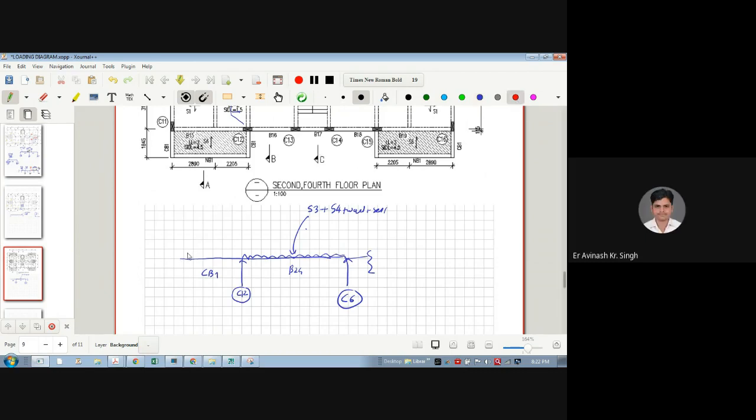So self weight, so in CB1 yes, self weight will be there. Parapet wall, yes, because in the balcony we have a parapet, not a full wall. So let's say parapet wall plus self weight and any other load.